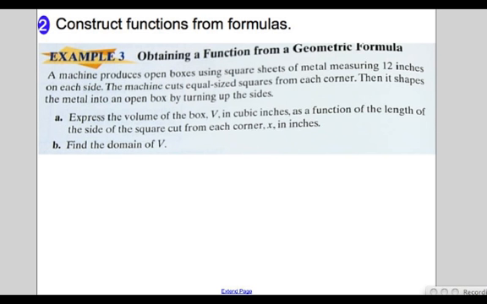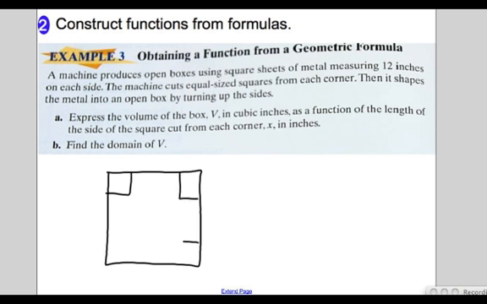So let's think for a minute here. We have a box, and I'm going to cut out these little corners and turn up the sides. That's how I'm going to make the box. Now, I don't know how much I'm going to cut out. It's going to be a square. But I do know that the length of the entire side is 12 inches. Well, if I'm cutting out 2 squares, it looks like the side that's folded up is going to be 12 minus 2x.